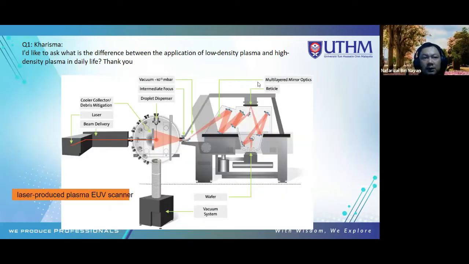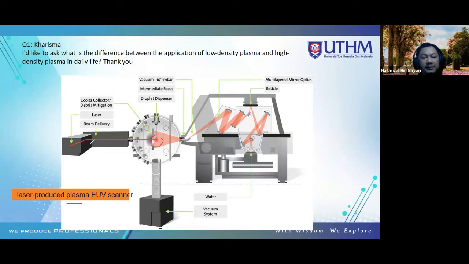Okay. Then another example where they can use a high density plasma is this one. So this is another way they use high density plasma, to produce X-rays or some UV light. The plasma they produce is a beam, a very small beam.